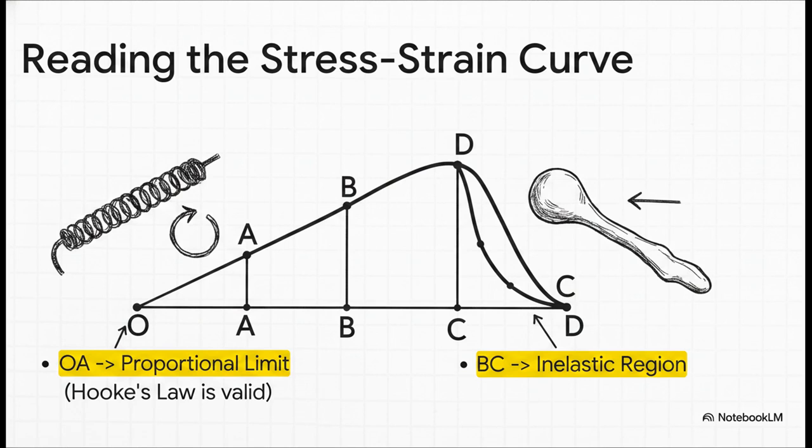From point O to A, see how it's a perfectly straight line? That's the proportional limit, where Hooke's law is king. If you release the force anywhere up to the elastic limit, point B, the material just snaps right back to its original shape, no problem. But if you go past point B into this curved section, you've done permanent damage. This is the plastic region, and the material will never be the same again.